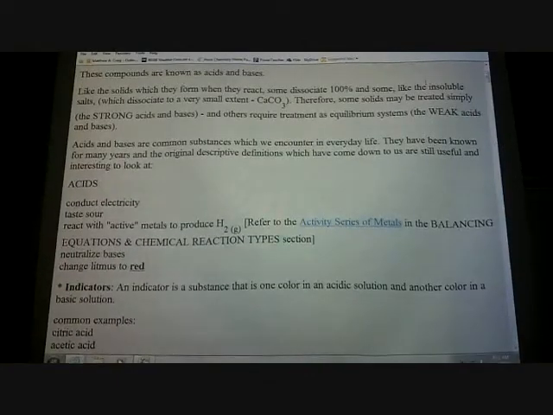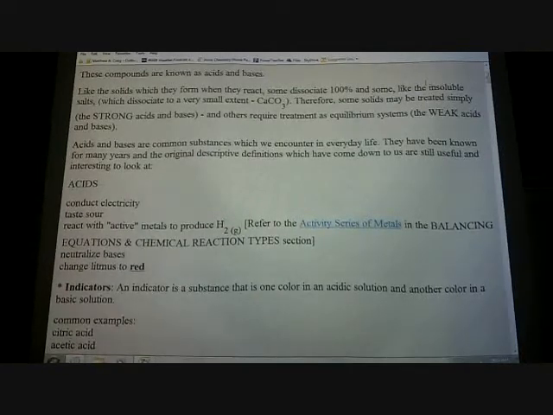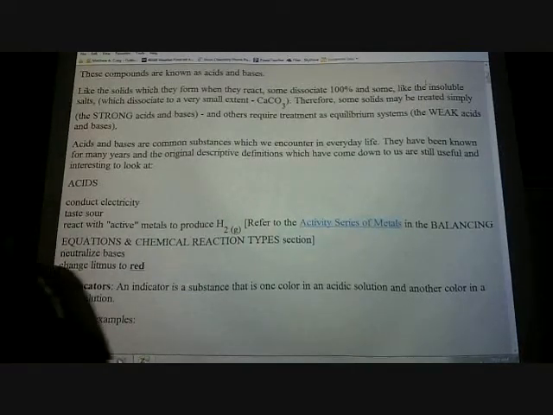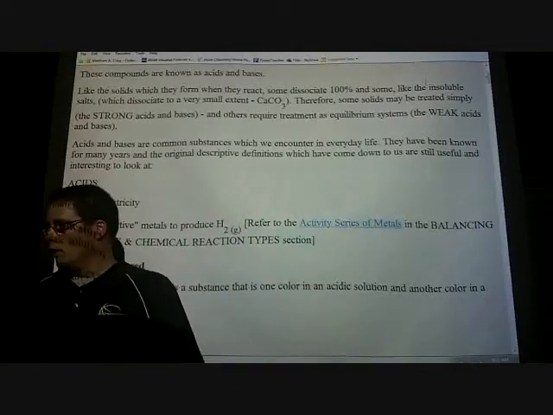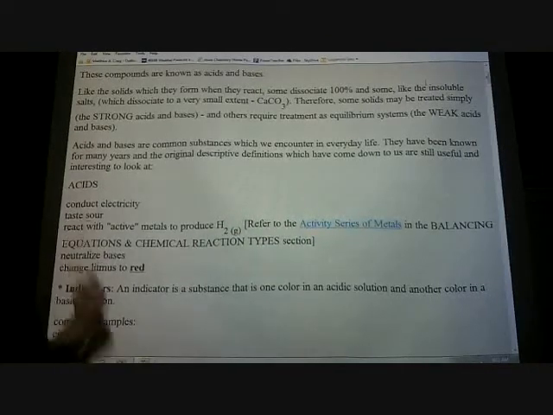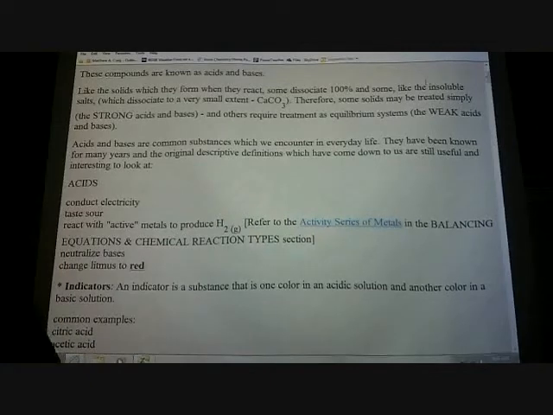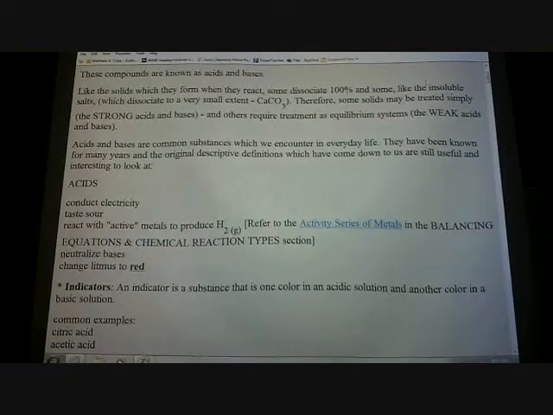Some characteristics about acids. All acids do conduct electricity. They're ionic compounds. They taste sour. Now, what I don't want you to do is get some hydrochloric acid and go, yep, that's sour. However, we do have a lot of things in our diet that we generally like to partake in that do taste sour. Like all citrus fruits, that has acid in it, and it does taste sour.